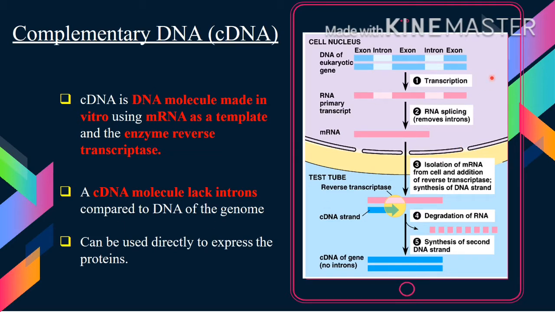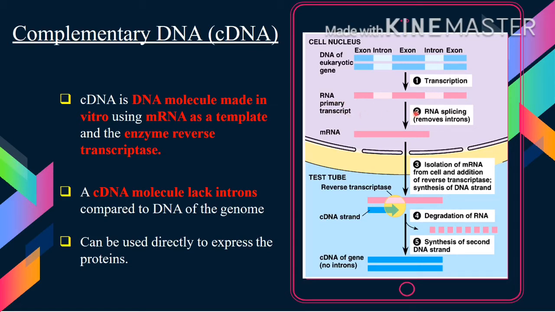In this diagram, a purple zone indicates the environment in a cell nucleus, while a blue zone indicates the environment in a test tube. In the cell nucleus, we have DNA of a eukaryotic gene. We will transcribe our desirable genes, for example, the human insulin gene. We will transcribe it into an RNA primary transcript.